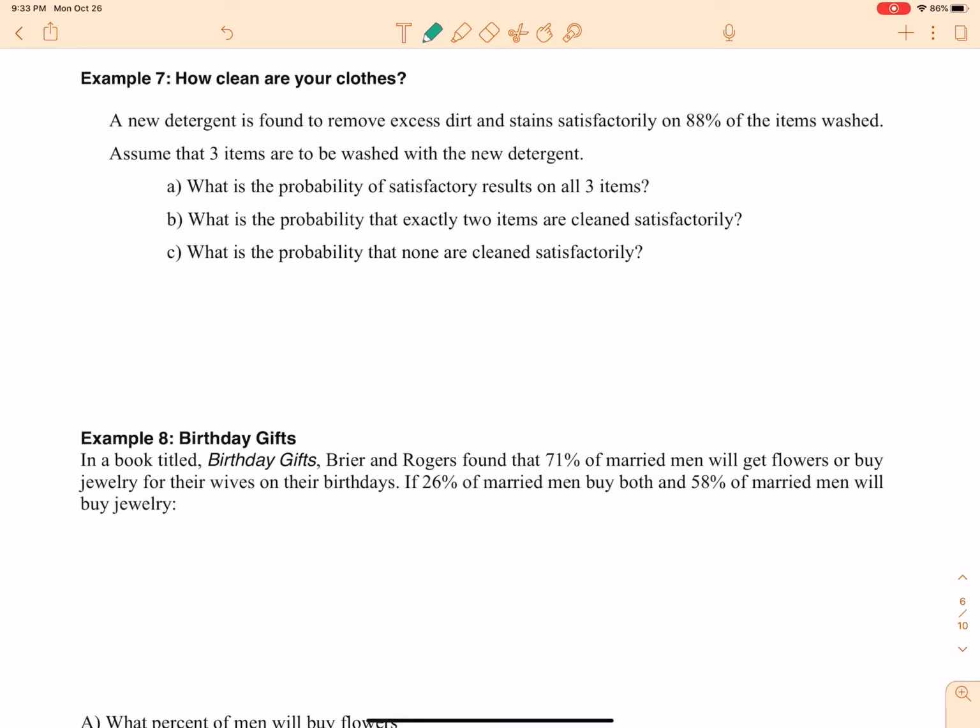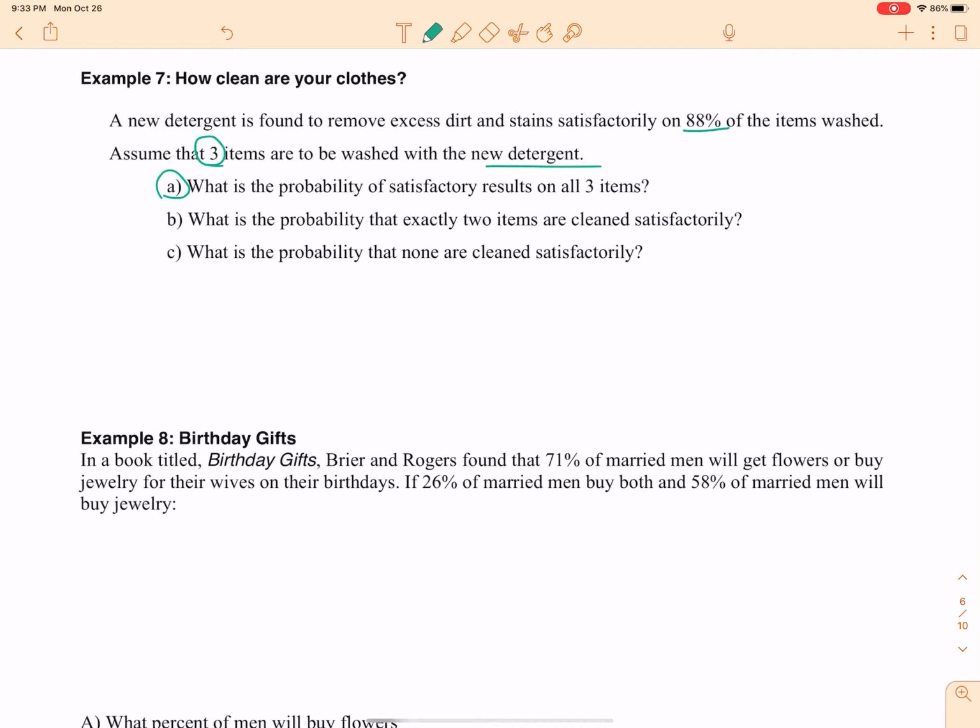Okay, babies, we've got our last example for this portion of Unit 4. So let's talk about how clean are your clothes. Hopefully they're really clean. All right, so we have a new detergent that is found to remove excess dirt and stains satisfactorily on 88% of the items that are washed. So we're going to assume we've got 3 items that are to be washed with the new detergent.